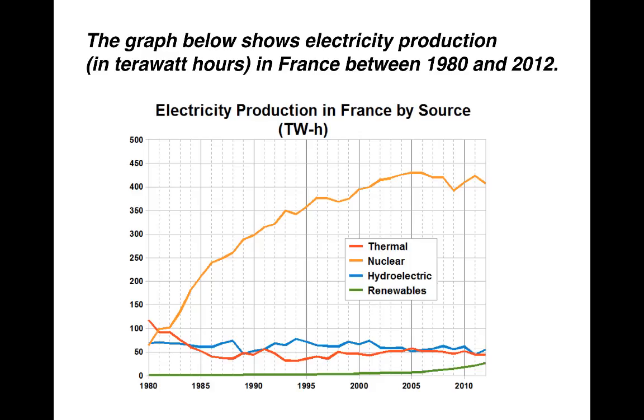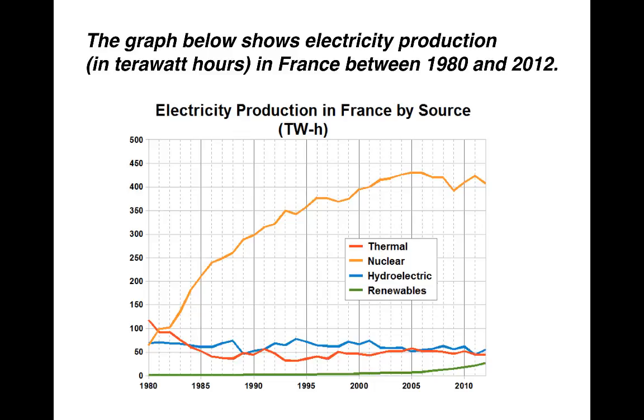Here's the question. The graph below shows electricity production in terawatt hours in France between 1980 and 2012. That's the question statement. Then we look at the graph itself. You can see the heading at the top, electricity production in France by source, TWH. TWH must mean terawatt hours. We can see that from the question. You don't need to understand what that means. Just use terawatt hours as your units in your report.